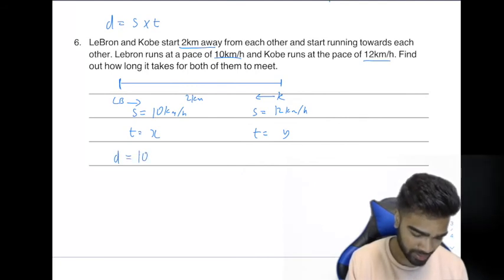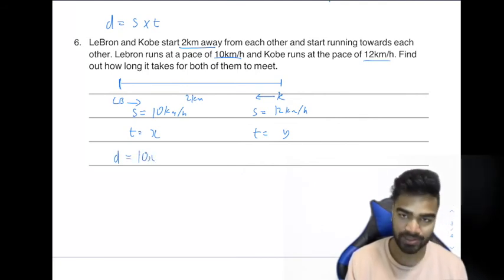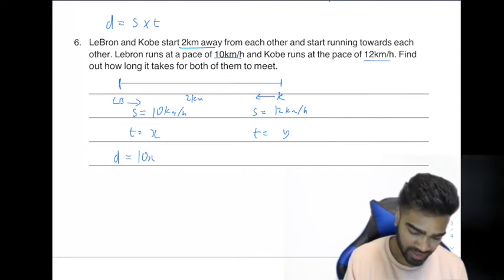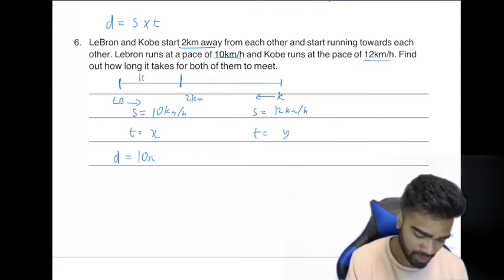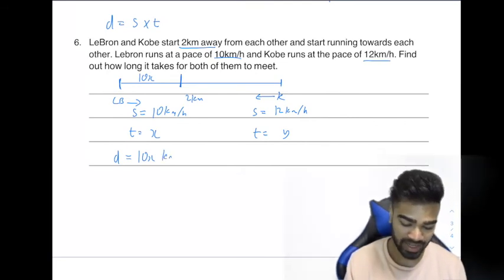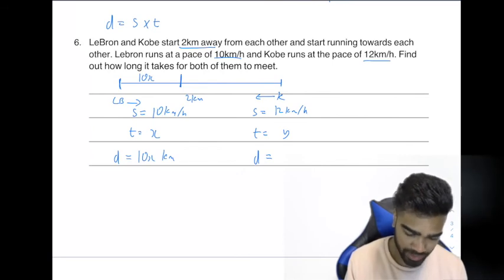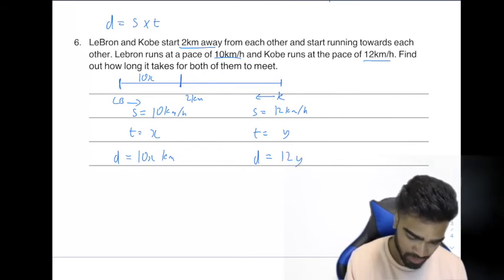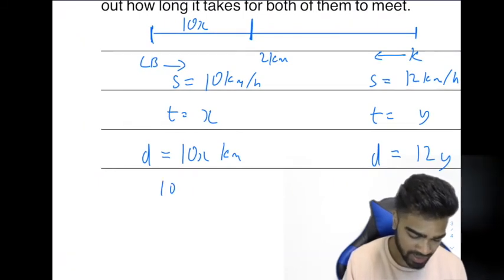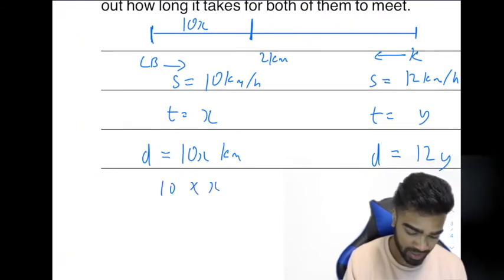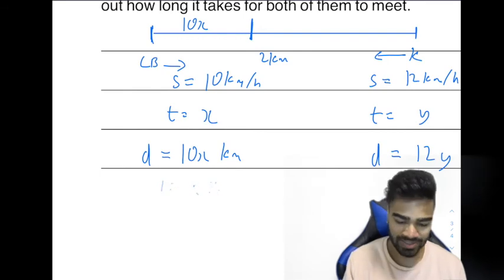The distance that LeBron takes is 10x, right? And let's say he gets to this point here, for example, this distance would be 10x. Okay, LeBron runs 10x kilometers. Next, what's the distance that Kobe travels? Kobe travels, remember distance is speed multiplied by time, is 12y. That's all I did here, by the way, guys. 10 is his speed, and then x was his time, so 10x is his distance.